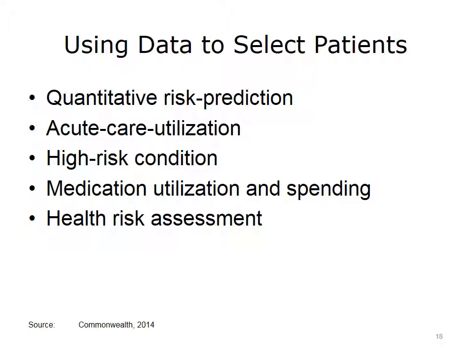Common approaches for selecting patients for care management include quantitative risk prediction tools that identify a subset of high-risk patients using insurance claims data; acute care utilization, which is focused on individuals in a stratified population that have a high number of hospital admissions; high-risk condition, which identifies individuals who have high-cost care patterns based on medical or mental health conditions; medication utilization or spend, which is focused on pharmacy cost and high-cost medication utilization; and health risk assessment, which brings data together from multiple sources to identify individuals with a profile of high-risk health conditions.